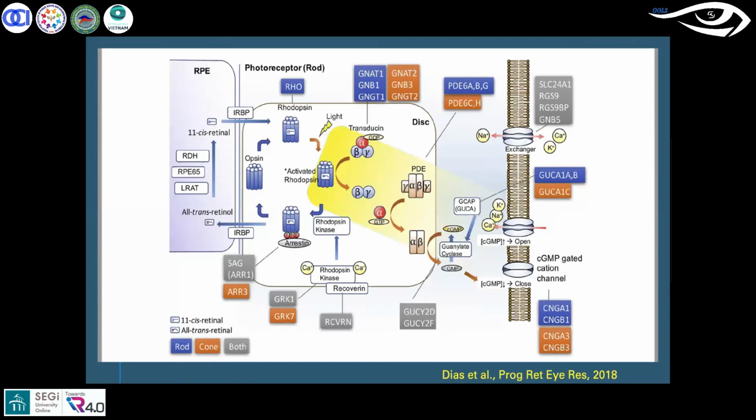Now, if you take the photobiology of vision, as you know, there are two major components: the phototransduction pathway and the visual cycle. The phototransduction pathway, with multiple genes as you can see in this diagram, happens in the retina.